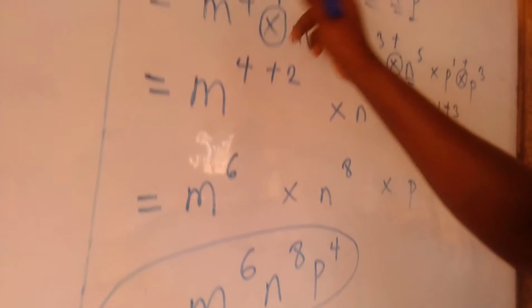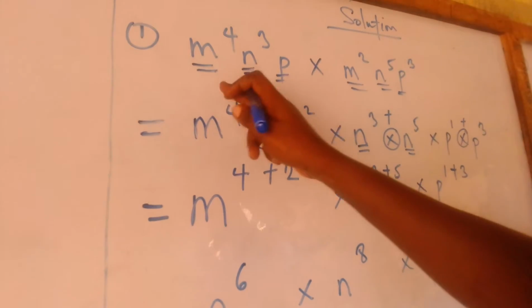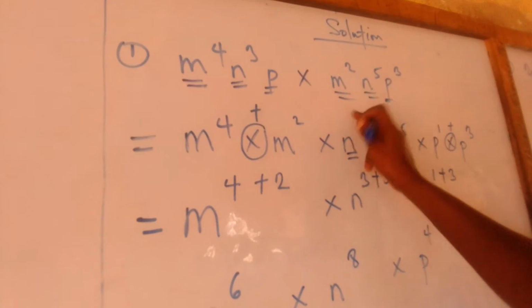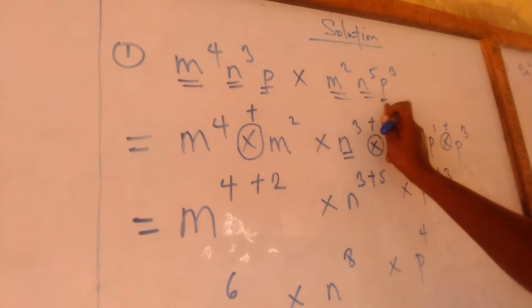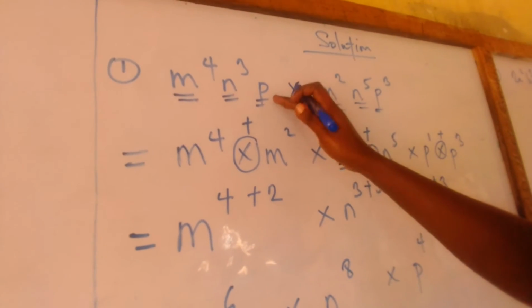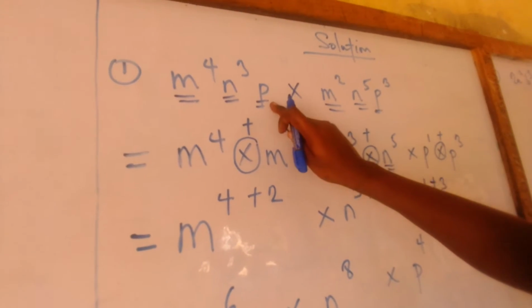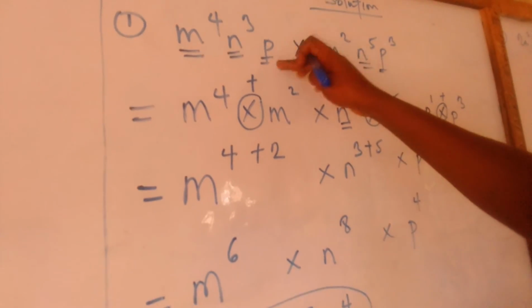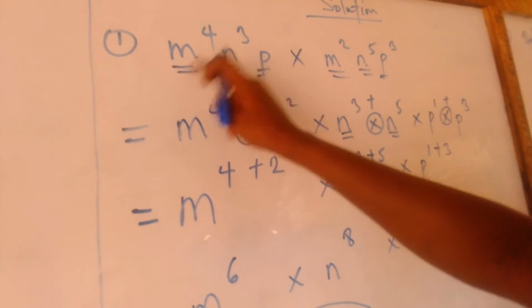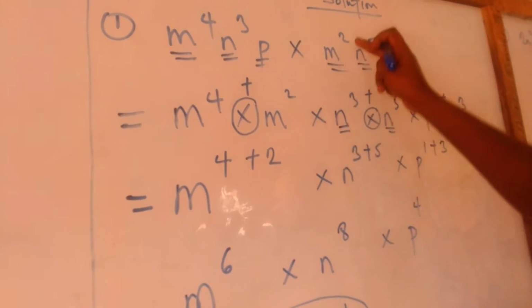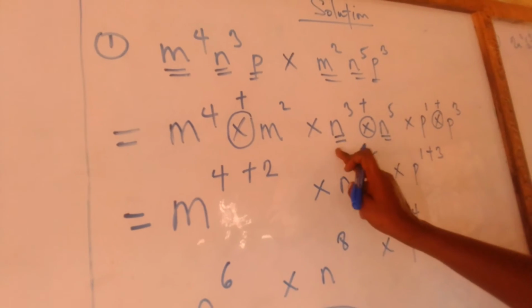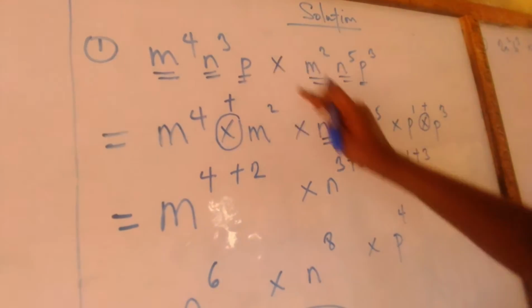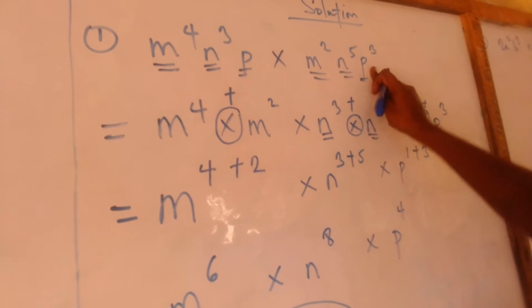Once again, when we have any question like this, we are going to rearrange it alphabetically: m with m, n with n, p with p. And don't forget, anytime any alphabet stands alone, it means that alphabet appears only one time. We are having m raised to power 4. The second m appears 2 times. We are having n which appears 3 times. The second n appears 5 times. The first p appears 1 time. The last p appears 3 times.